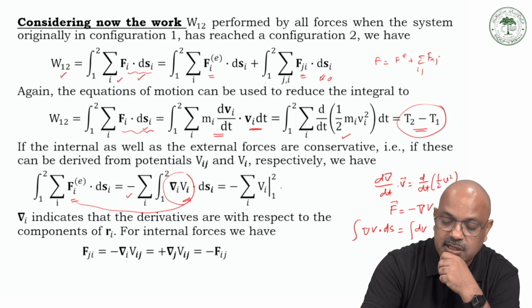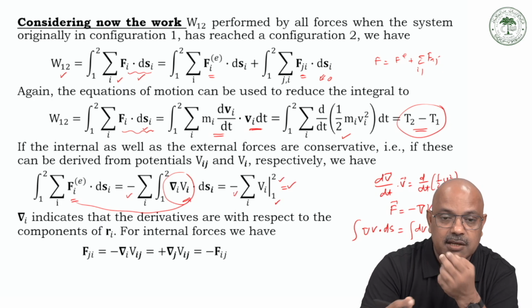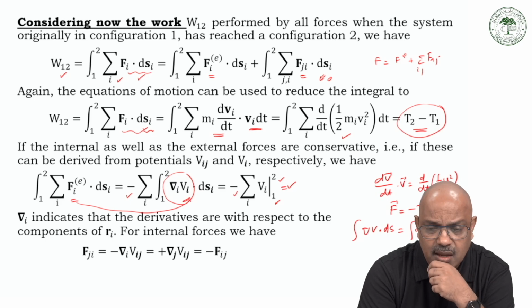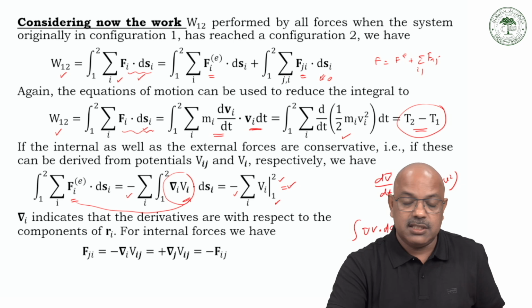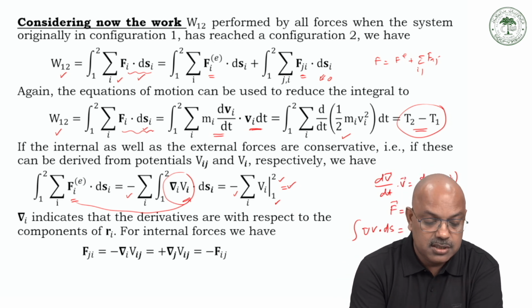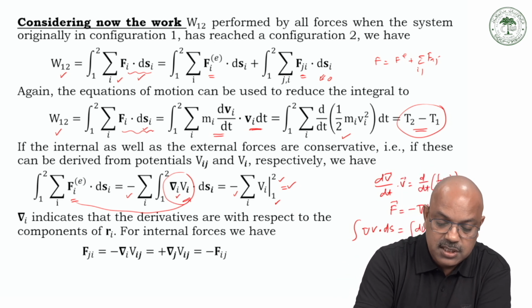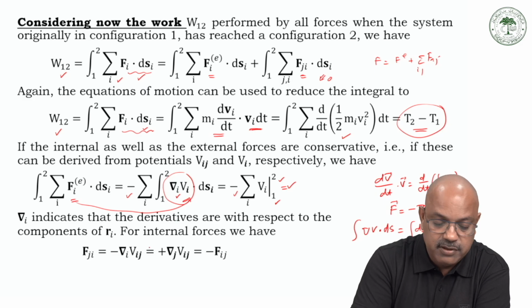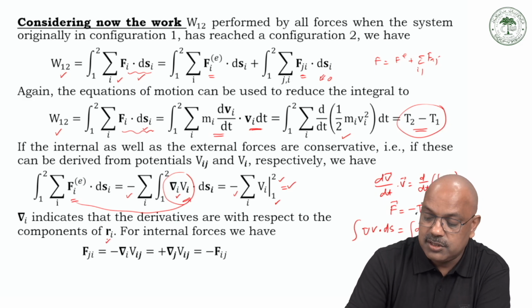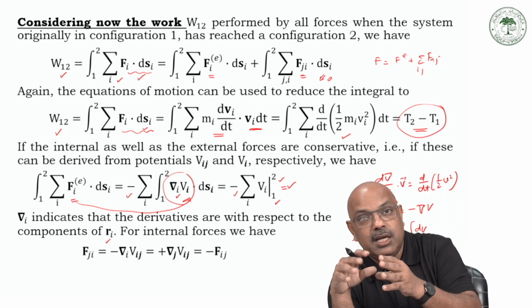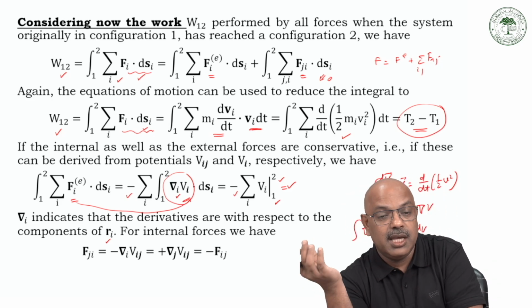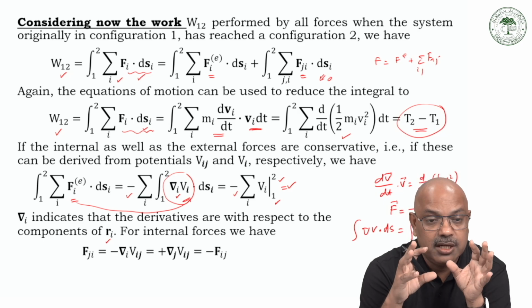So this is going to be the change in the potential, V2 minus V1, or V1 minus V2 with this negative sign. So again, what we have is the work done is the change in kinetic energy as well as the potential energy. But here this delta_i indicates that the derivatives are with respect to the components of R_i, because many constituent particles are there. So whether the derivative is on the ith particle, the kth particle, or the jth particle, that is what we have to be careful about.